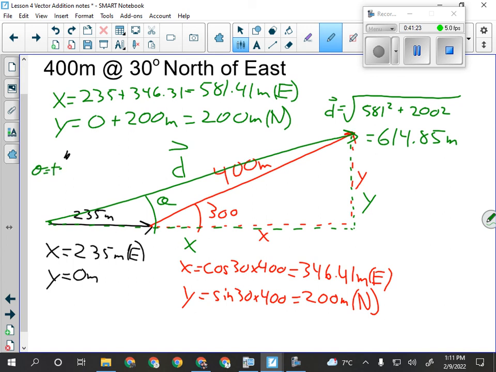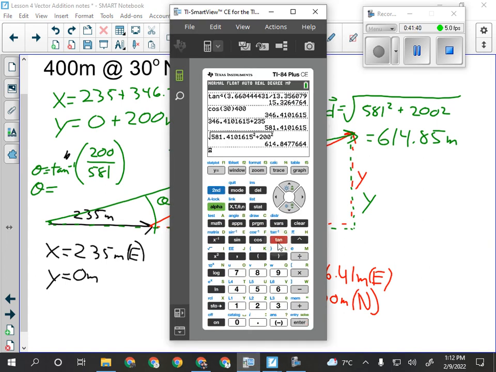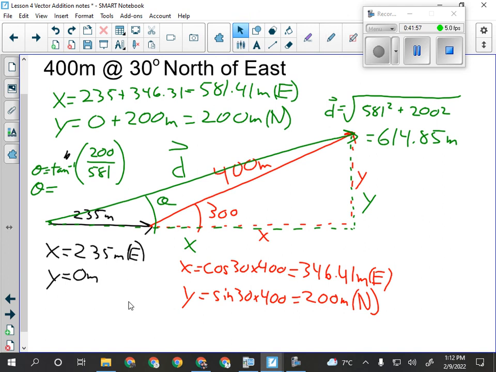All right, I'm going to use tan, but at this point I could use any of the trig functions because I have all three sides of the triangle now. For me that's going to be the opposite side, which is y, divided by the adjacent side, which is x. Second tan of 200 divided by that one. All right, so I'm getting 18.98 degrees.